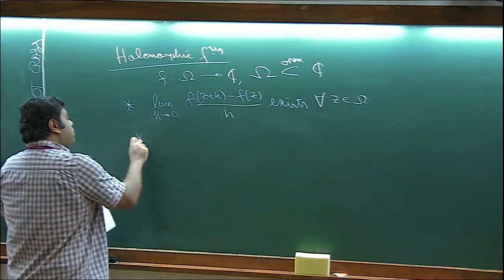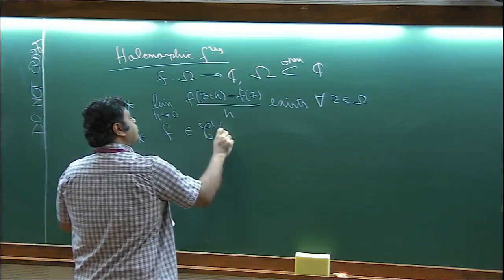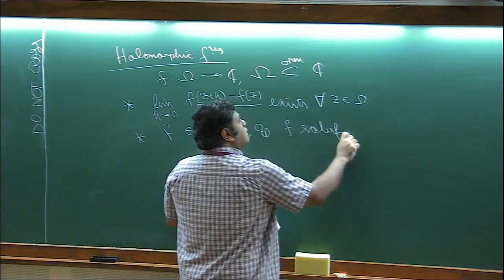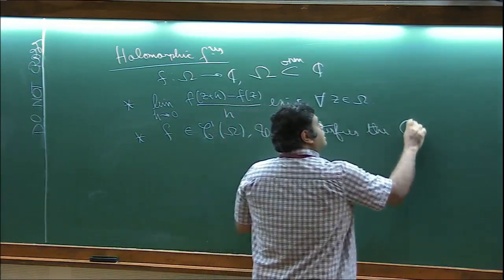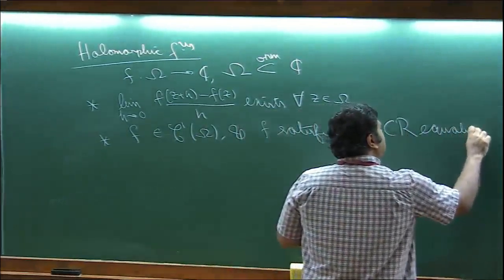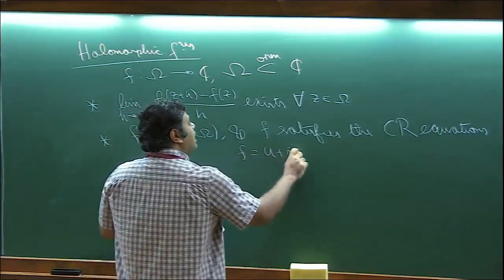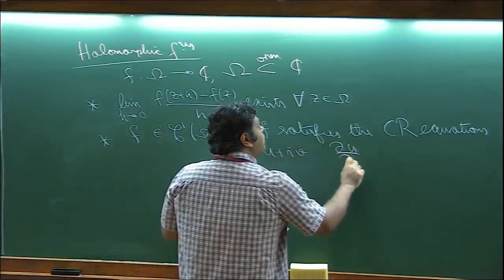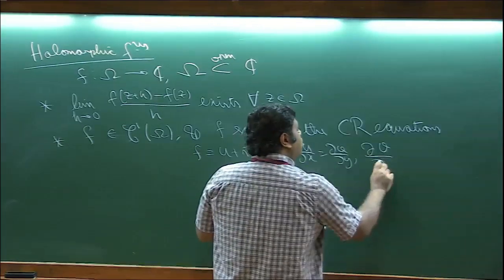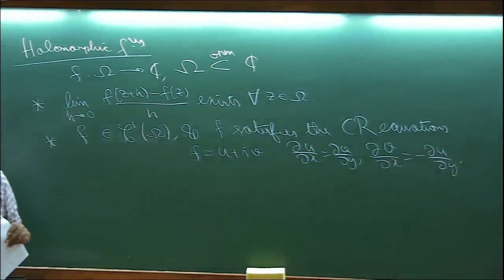Another equally popular definition is that f satisfies, so f is C1, let us say, and f satisfies the topic of this workshop, the Cauchy-Riemann equations. And I'm sure everybody knows what they are. One way of writing them is, if you write in terms of real and imaginary parts, it says that du over dx is dv over dy, and dv over dx is minus du over dy, a system of linear partial differential equations.